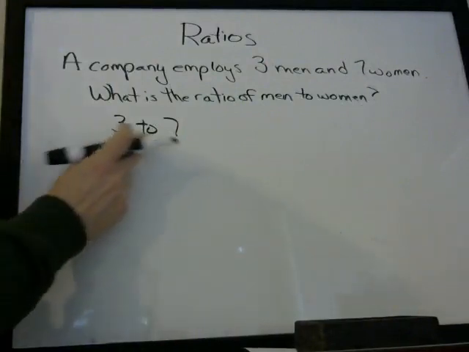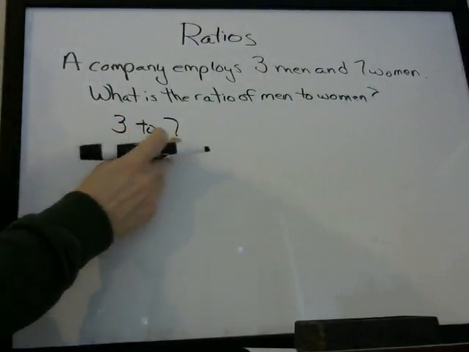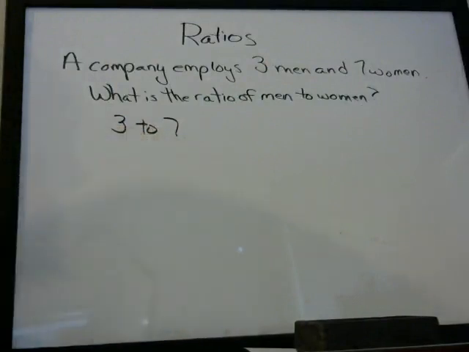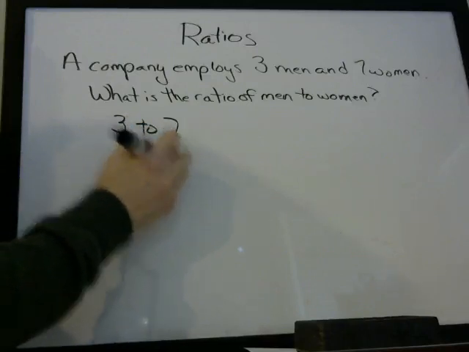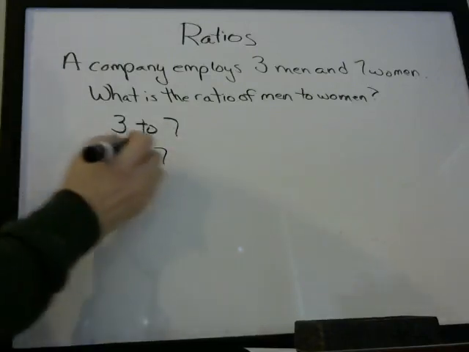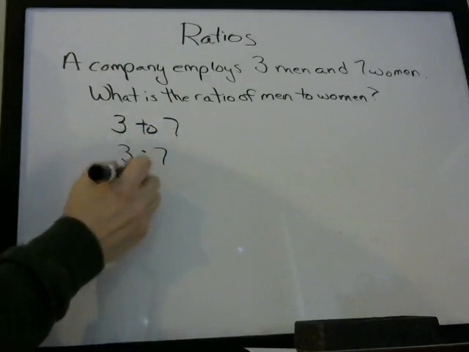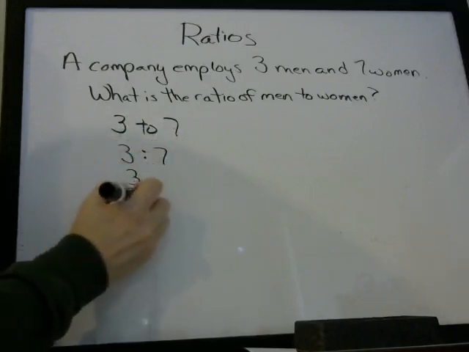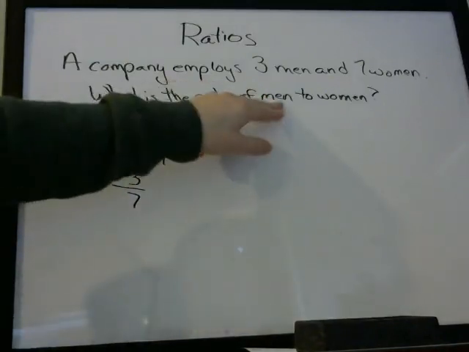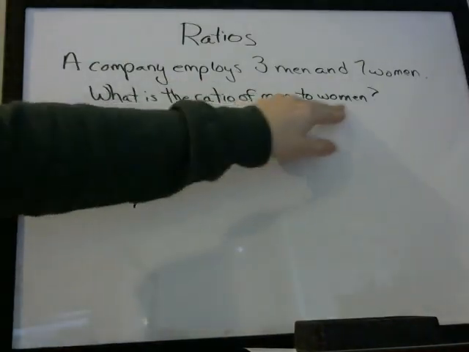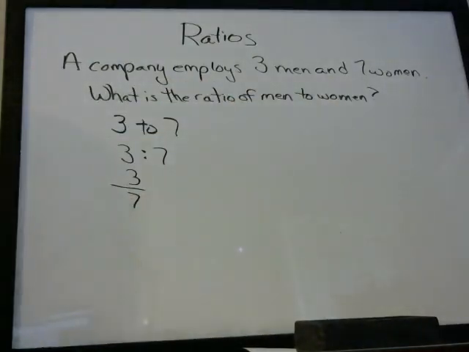One, you can write it with the word "to" between them, 3 to 7. Or you can write it with a colon, 3 to 7, so there's a colon in between. Or you write it as a fraction, 3 over 7, where the first thing is in the numerator and the second thing is in the denominator.